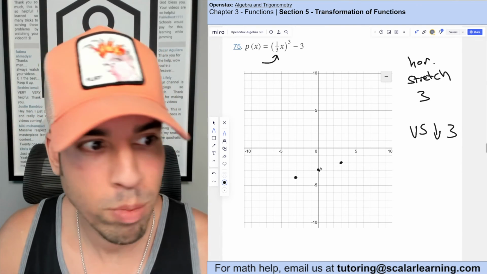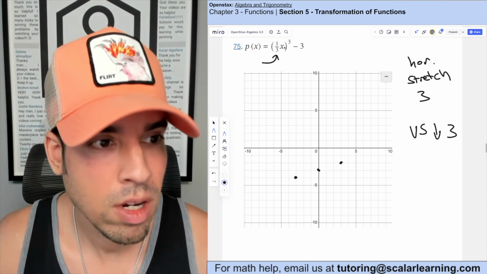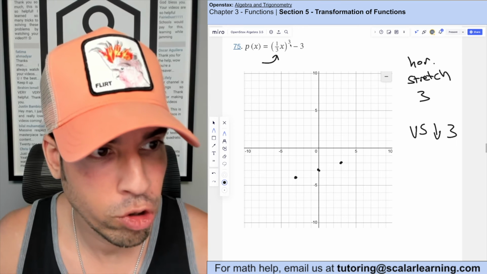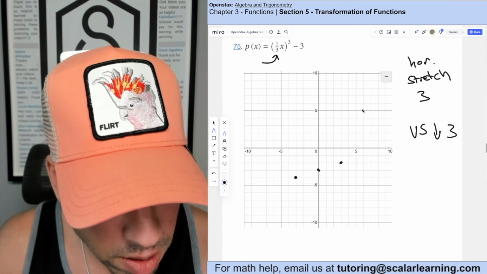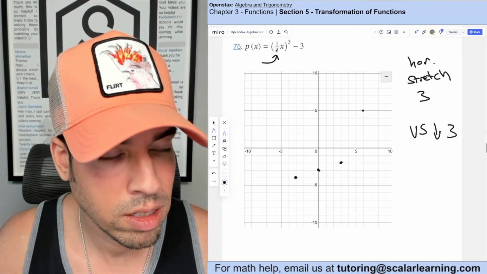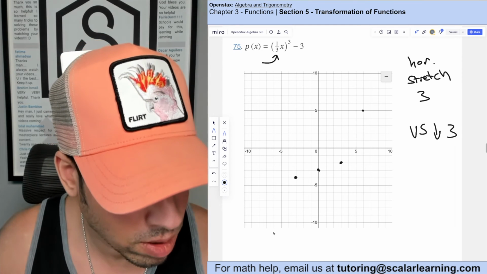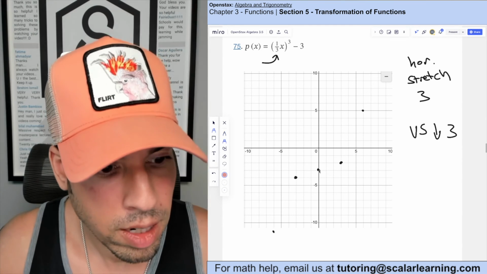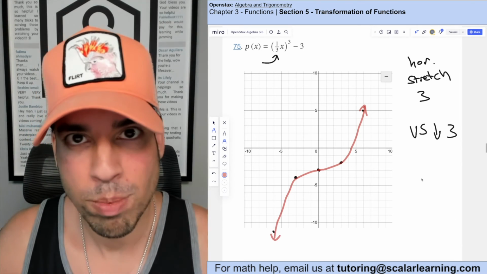Now, just to get one more point, just for fun, I'm trying to pick points that are easy to plug in. I'm going to plug in 6. So 6 times 1/3 is 2. 2 cubed is 8. Minus 3 is 5. So 6, 5. And same deal, -6. So -6 times 1/3 is -2. -2 cubed is -8. Minus 3 is -11. So sorry, right there. And now as we connect the dots, we got our nice function. So there it is. Boom, done.